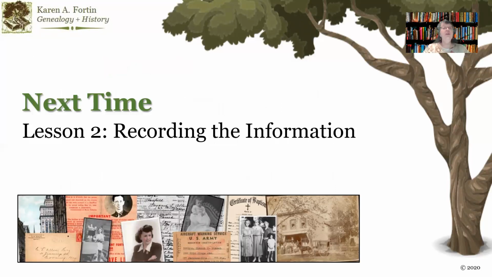Next time, we'll look at how to take the information either that you already know or that you learn through your scavenger hunt and start recording and organizing it so that you'll be able to have it ready to move on to the next step in your genealogical journey.